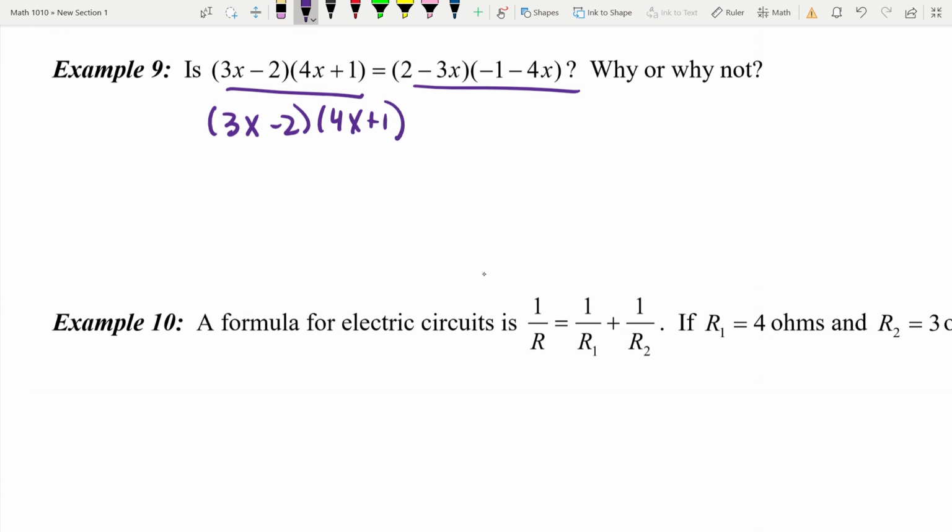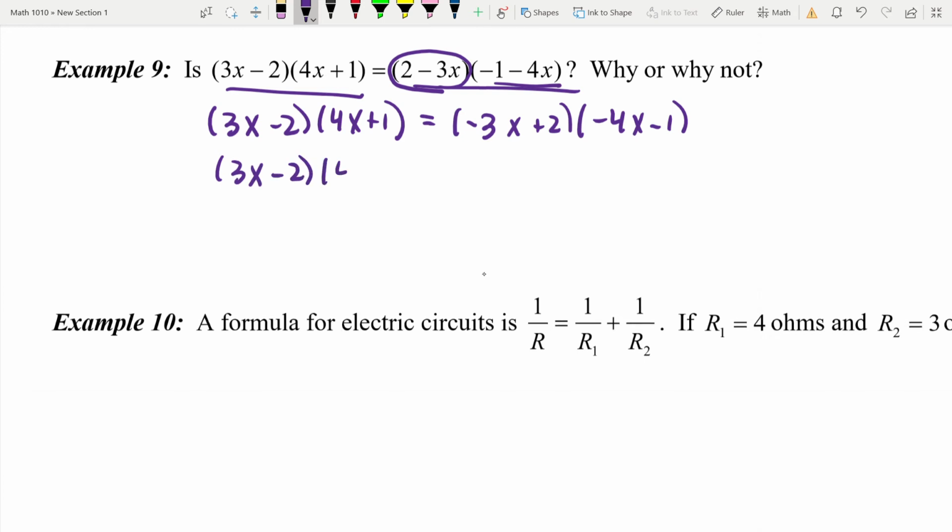Okay? So see this guy right here? I'm going to reorder him. So I'm going to write it as negative 3x plus 2. This guy right here, reorder him, negative 4x minus 1. Okay? Now they're still ugly on the right, but they're not quite as ugly, right?